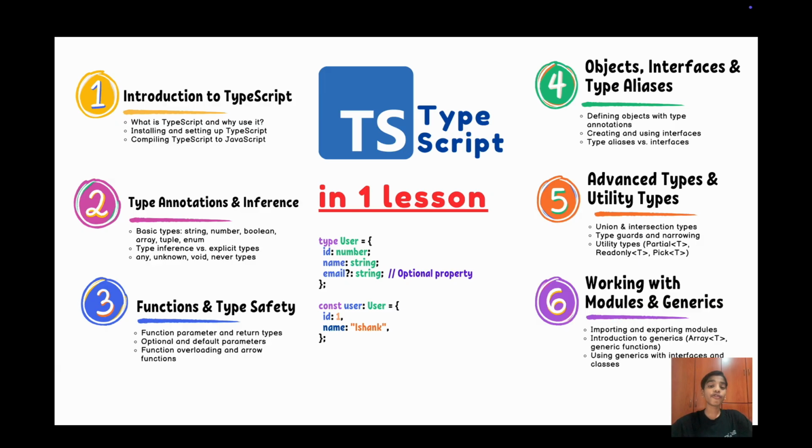Then we're going to learn about function and type safety. We're going to learn about the function parameters and return types. We're going to learn about the optional and default parameters. Then we're going to learn about function overloading and arrow functions.